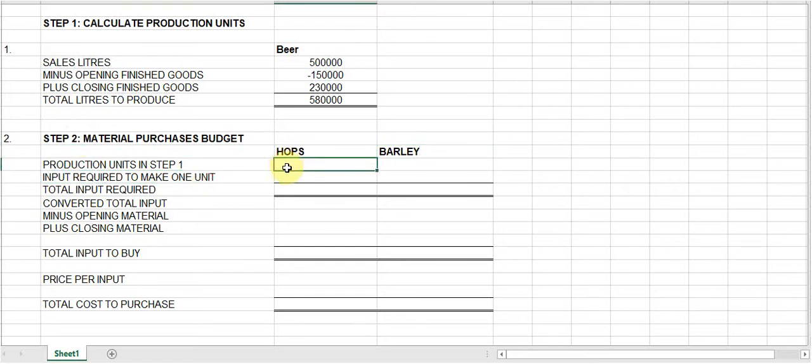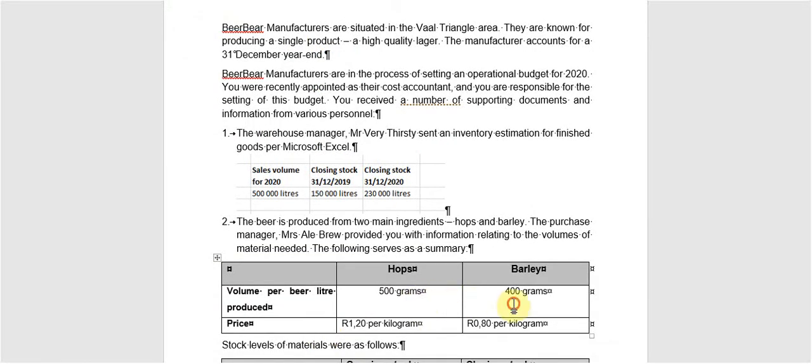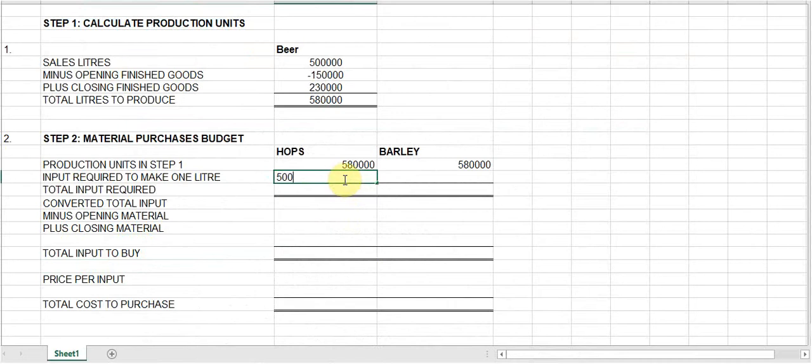Then we need to go back to step 1 and find the answer, 580,000 liters. Then the required input to make 1 liter, if we go back to the question, we were explicitly told it's 500 grams and 400 grams respectively. So I'm just typing that in. Of course, then we multiply the production liters by the grams. You will find that we are stuck with very, very big amounts. It's because we need to convert the input to kilograms. There is 1,000 grams in a kilogram, so I need to take my answer in grams and divide by 1,000.